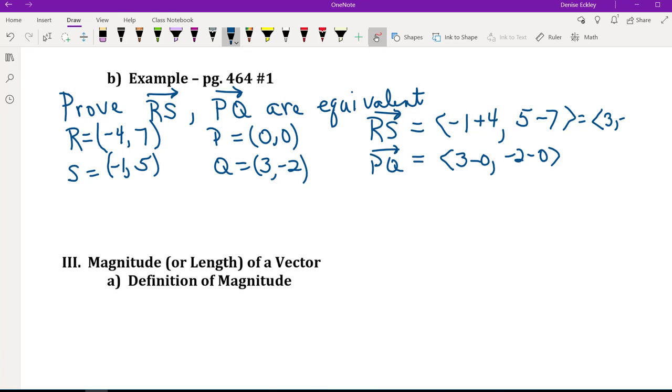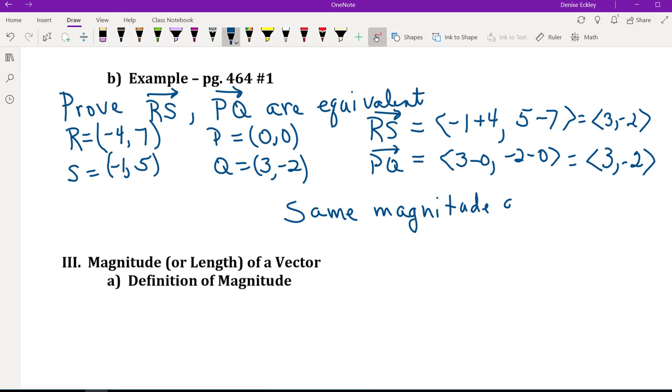And PQ is just Q. So it's 3, -2. So you can see, oops, I said 2 and then I wrote a 3. You can see that they're going to have the same magnitude and the same direction, because they're pretty much the same vector.